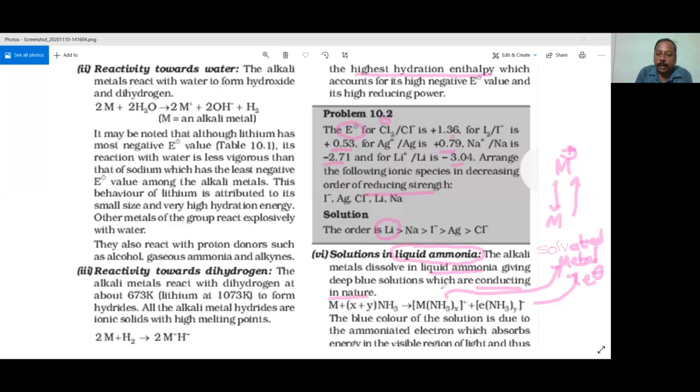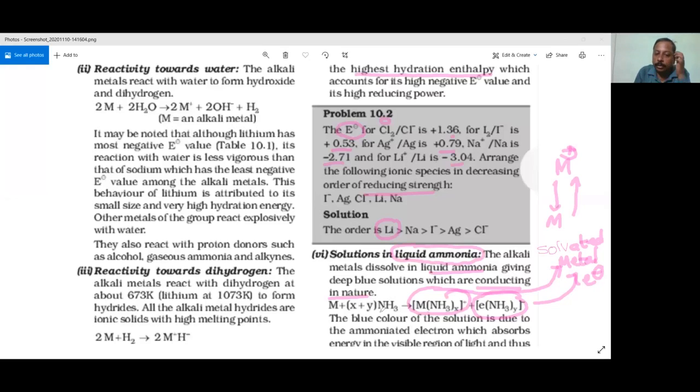So what is the name of this ion? Solvated or ammoniated metal ion. What is the name of this ion? Solvated or ammoniated electron. If you are appearing for the advanced examination, they will give the two options separately. Which of the following are responsible for conducting nature? The options: solvated metal ion and solvated electron.